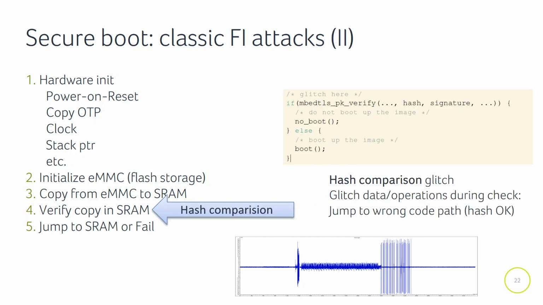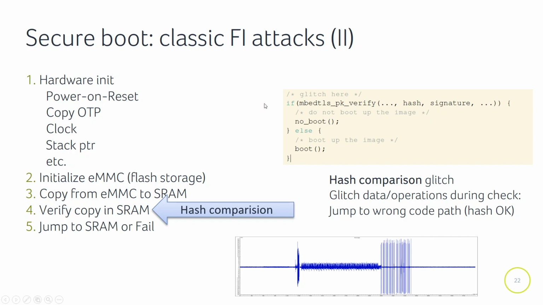Another classical attack would happen in step 4, in this verification of the code of the next stage bootloader. This classical attack is known as the hash comparison glitch or the signature check glitch. If you look at the snippet of code that we have here, for example, we are calling this mbedTLS library, but it could be any signature check library. Here, we are expecting some return value. This is C code. So if this returns 0, that means there is no error, and then we would jump to the else part. If this mbedTLS PK verify returns a non-zero value, then we do not boot.